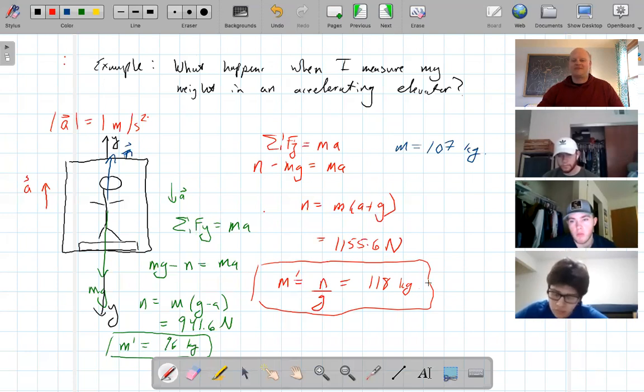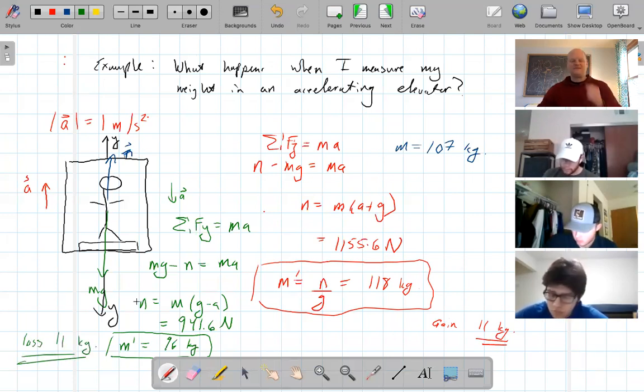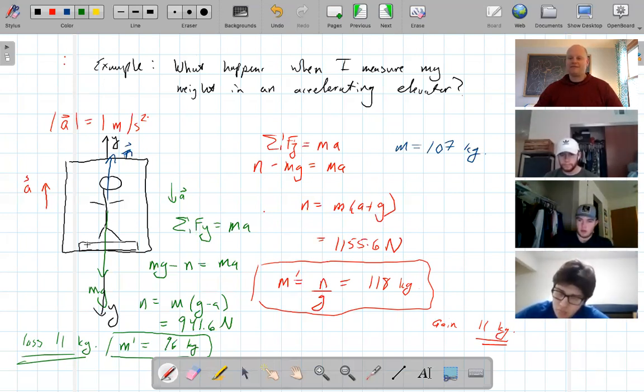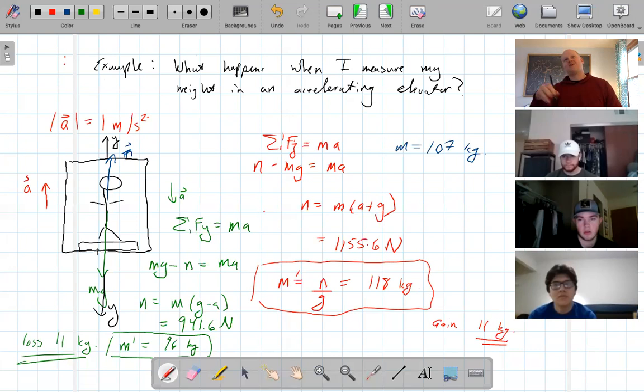So in the first case, we have a net gain of 11 kilograms according to our normal force. And here I have a net loss of 11 kilograms. Oh, good. So if I wanted to lose weight quickly by simply looking at the scale, what's the best way to do that? Go in an elevator that's accelerating downward. A better way would actually be to go to the moon, but we'll talk about that later. If I go to the moon, the acceleration due to gravity on the moon is roughly 1/3 of what it is here. So in that case, I'd lose a good amount of weight if I did that.